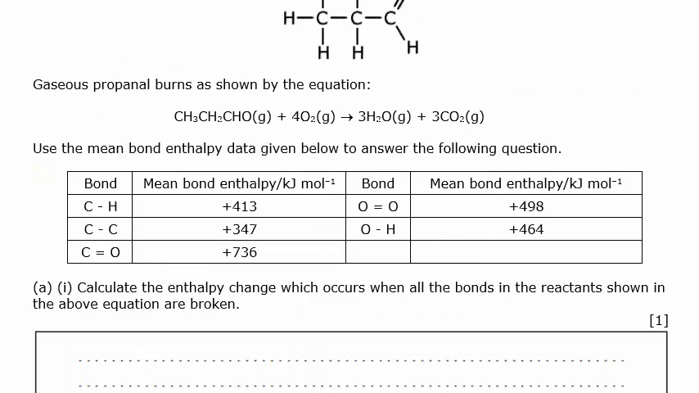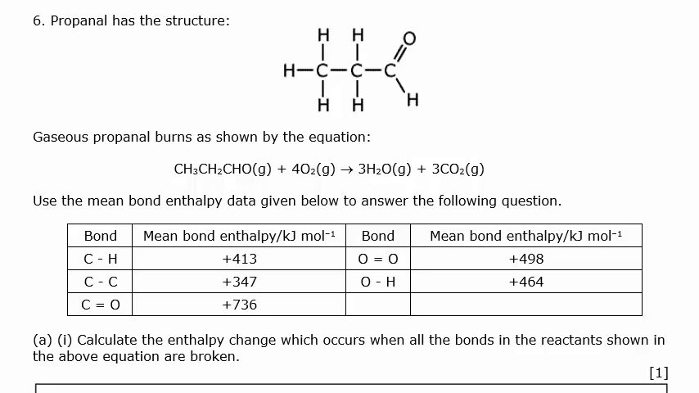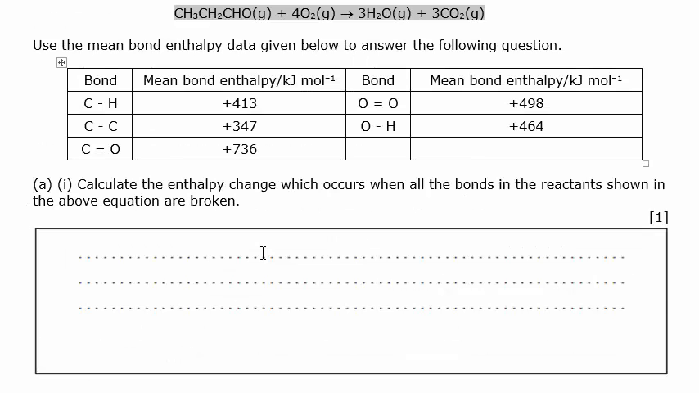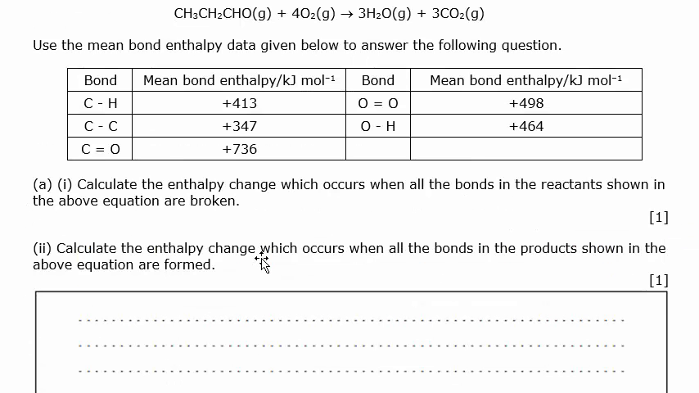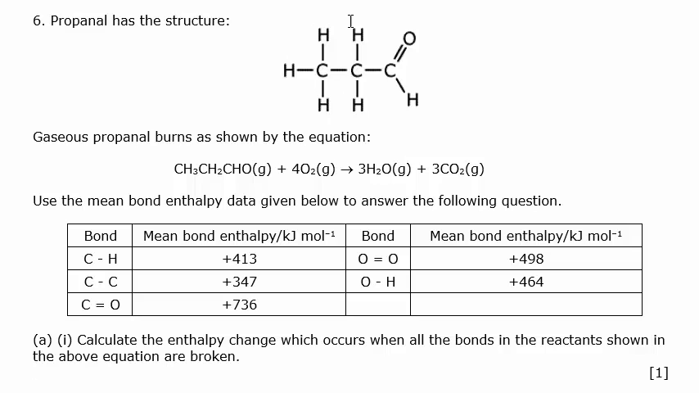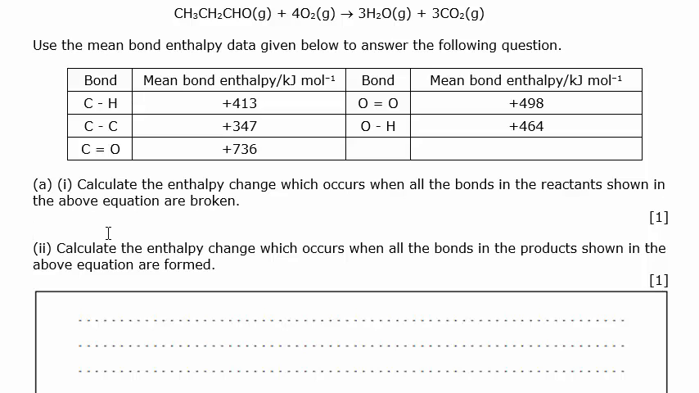The question is about the energy of propanol. Gaseous propanol burns as shown by this equation. There's the equation for the burning. Everything's a gas, so we can use bond enthalpy terms to calculate the energy change when all the bonds shown are broken. Right, well, let's count them up. 1, 2, 3, 4, 6 carbon-hydrogen bonds, 2 carbon-carbon bonds, and a carbon-oxygen bond.